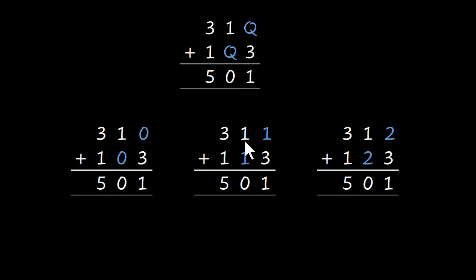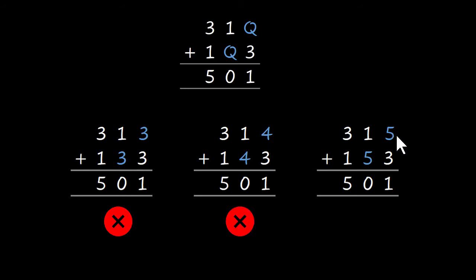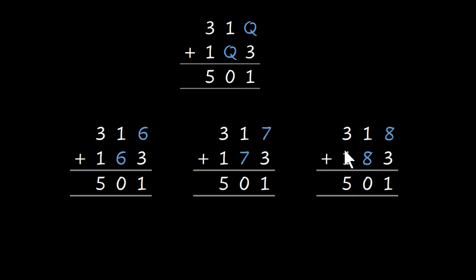So here we have tried 0, 1 and 2 and see what happens. As you can see, this is not possible because 0 plus 3 is 3 and we have 1 here. So that's not possible. 1 plus 3 is 4. That's also not possible. 2 plus 3 is 5. That's also not possible. If we try 3, 4, 5, 3 plus 3 is 6. Not possible. 4 plus 3 is 7. Not possible. 5 plus 3 is 8. Not possible.